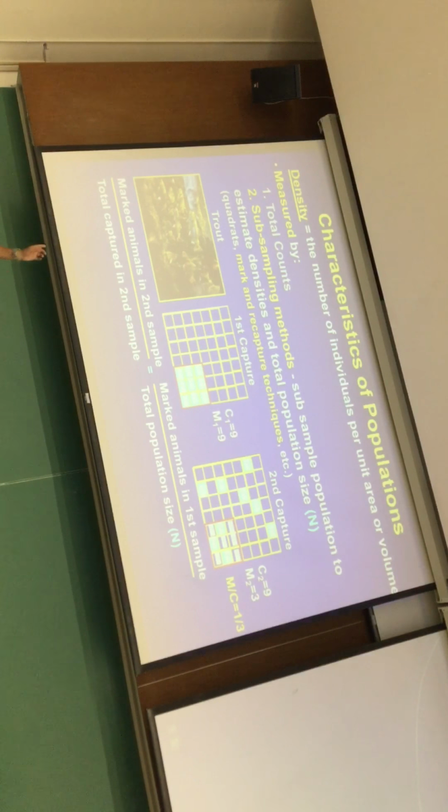You take the marked animals in the second sample divided by the total captured in the second sample is equal to the marked animals in the first sample divided by the population size, n. All right? And so, you're going to do that. So log in with your iClickers, please.